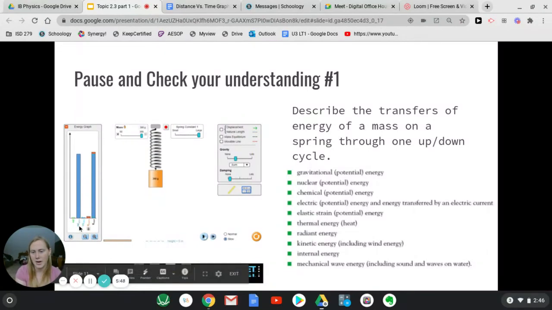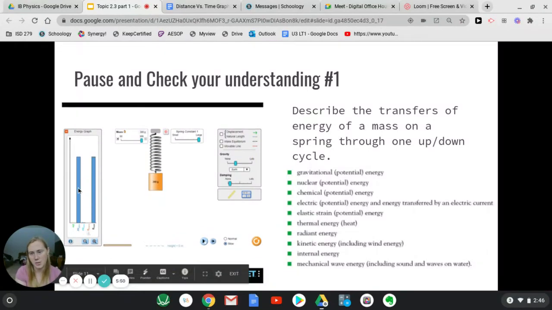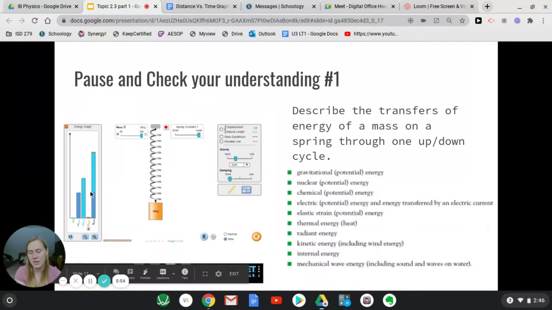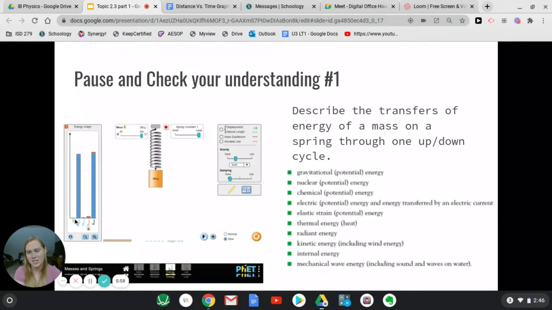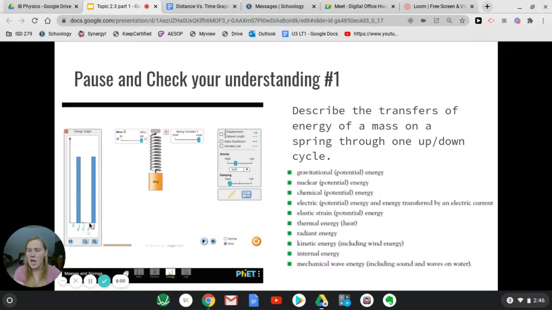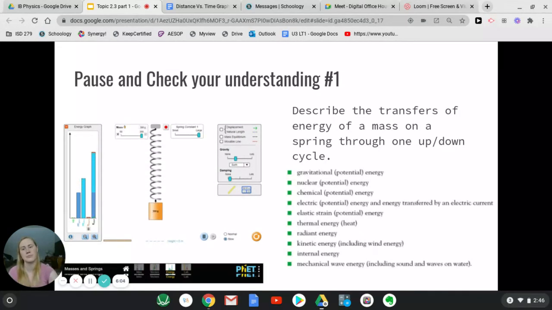We have the gravitational energy, which is the dark blue one. We have the light blue, which is elastic energy. And you can see it grows and then diminishes. We've got the green, which is kinetic energy during motion. And we have this little red one, which is the thermal energy leaving the system.